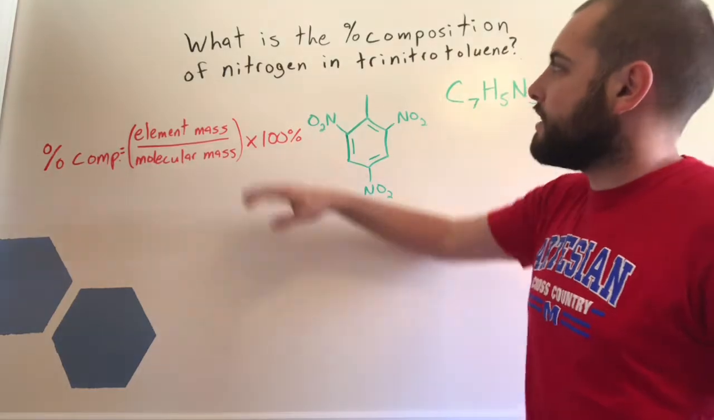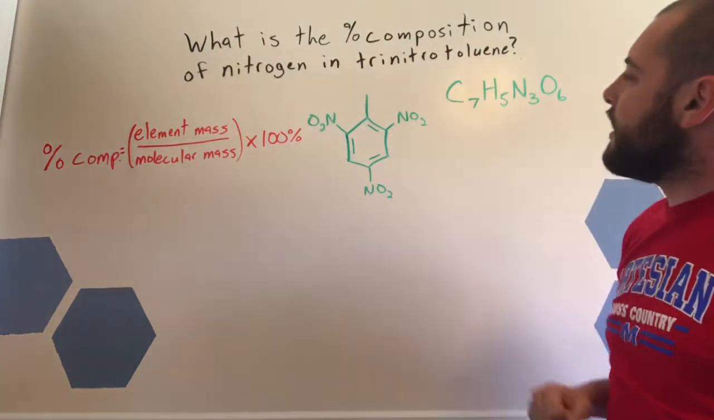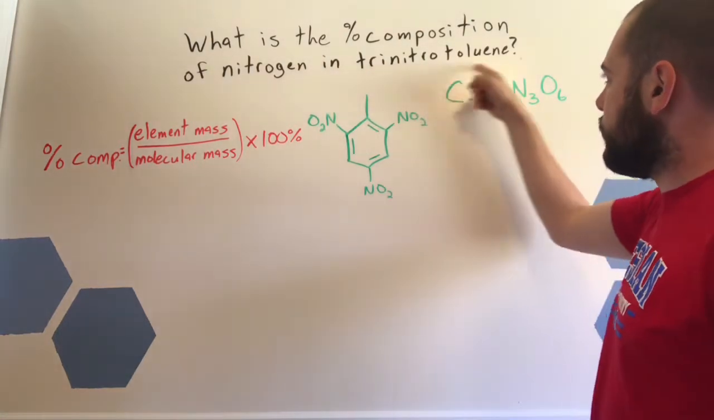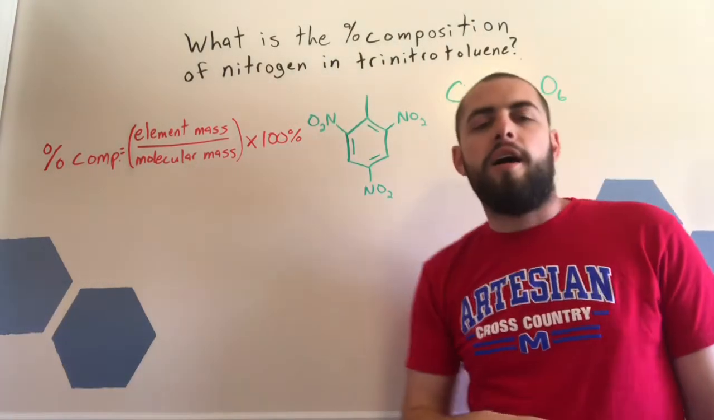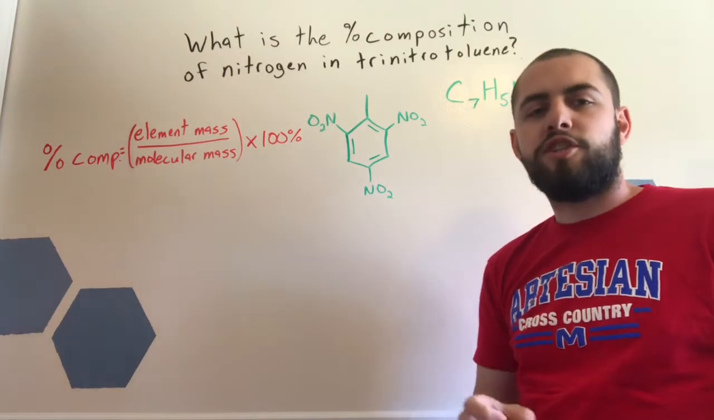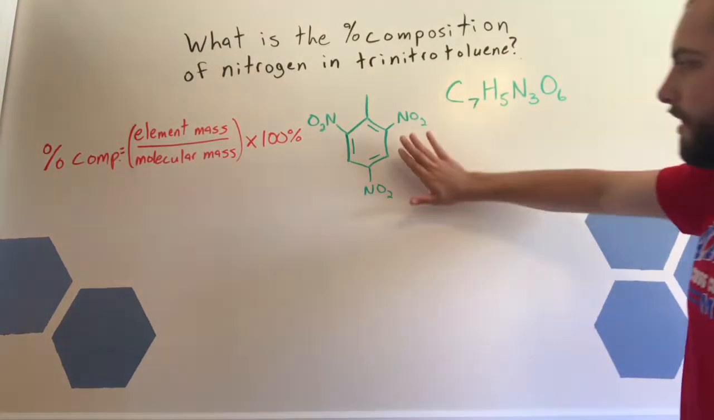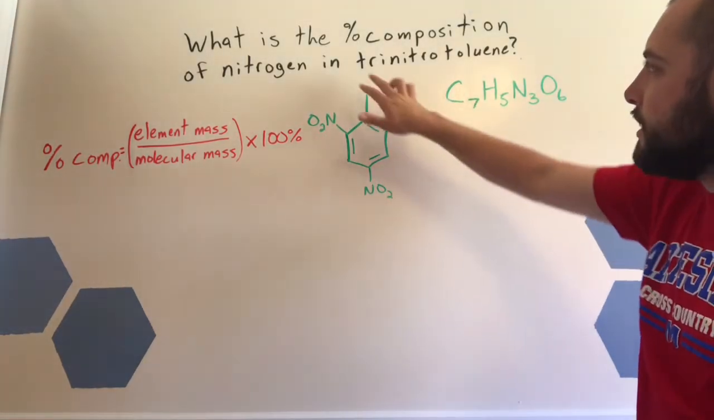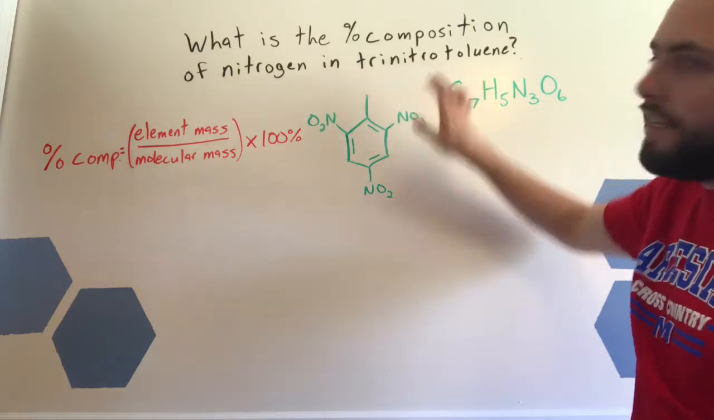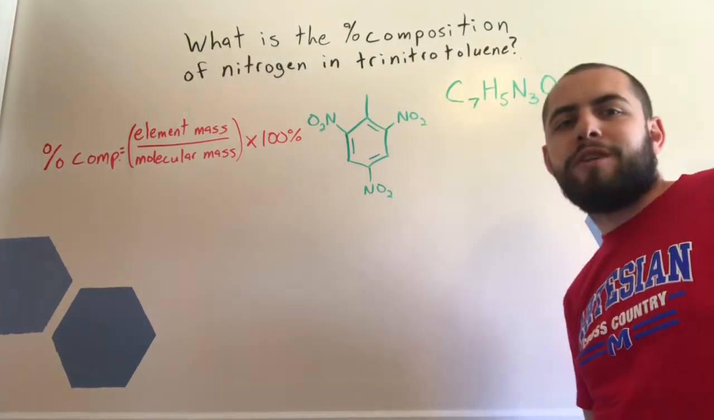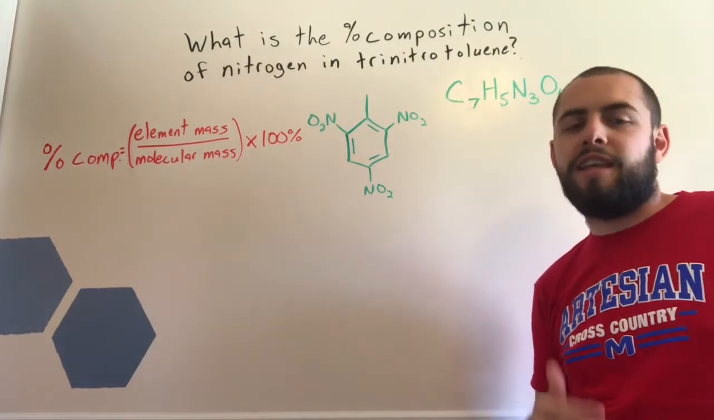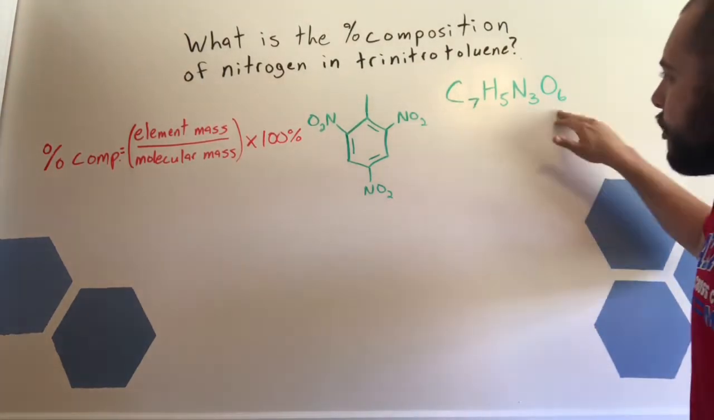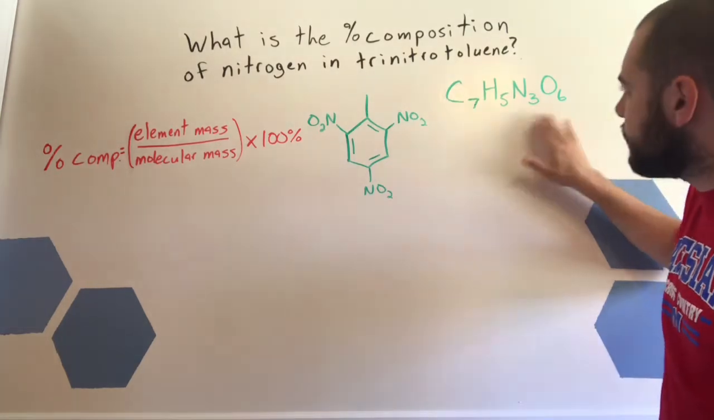This first problem, it says, what is the percent composition of nitrogen in trinitrotoluene? So I'm looking for the percent composition of nitrogen in this chemical right here. Trinitrotoluene, this is actually TNT. TNT, it's an explosive. So I want to know how much nitrogen is in this explosive based on mass. I've got the formula for TNT also up here.